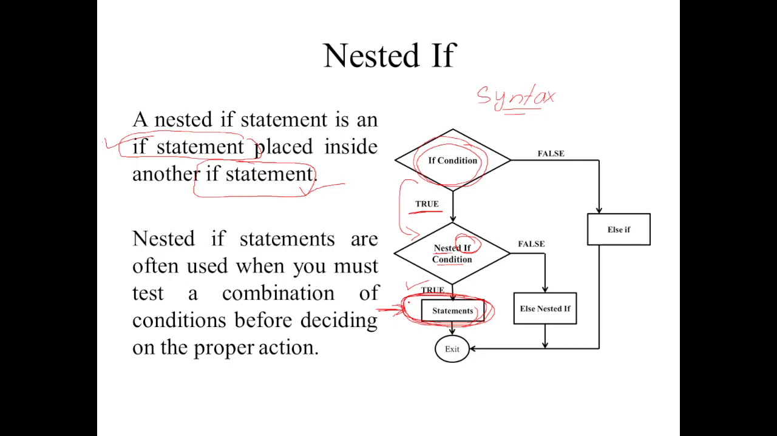Nested if statement is also used when you test a combination of conditions before deciding on the proper action. So in this way we can see that there is an outer if condition which becomes true, and if it becomes true then another if condition is checked. After that a specific block of code is executed, otherwise it works like a simple if else structure.